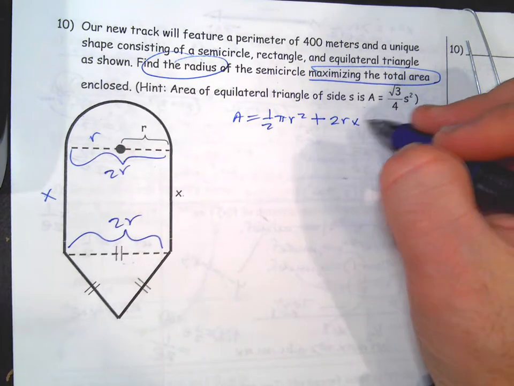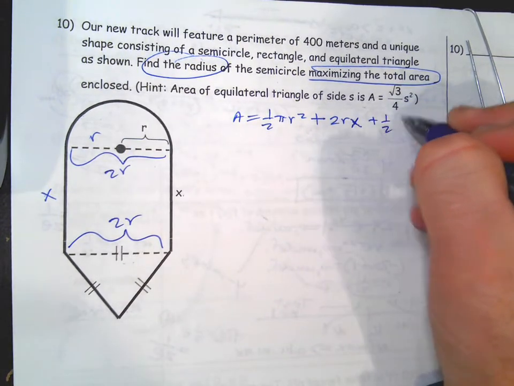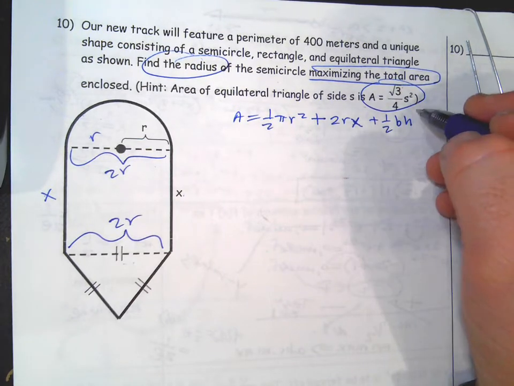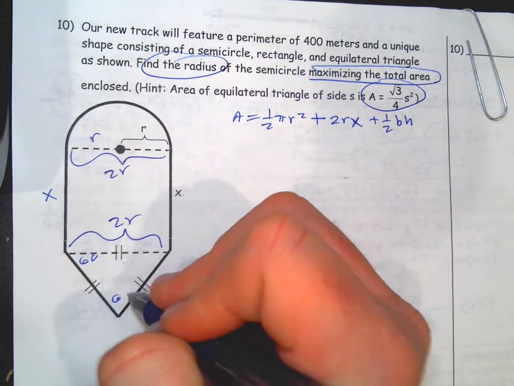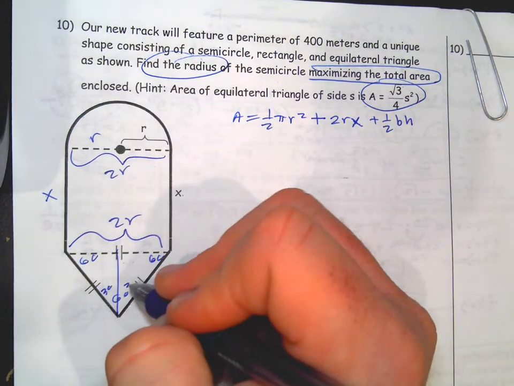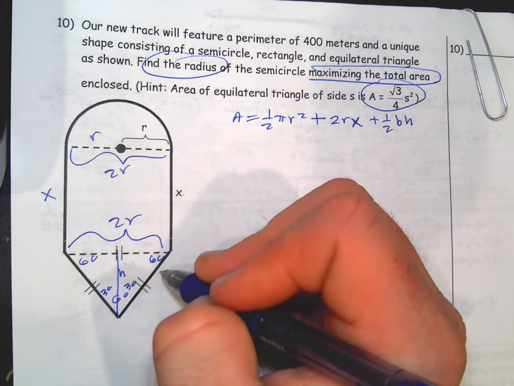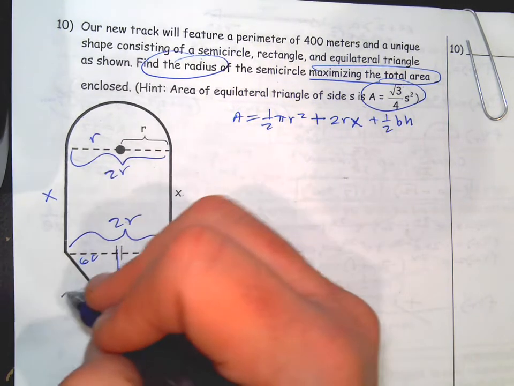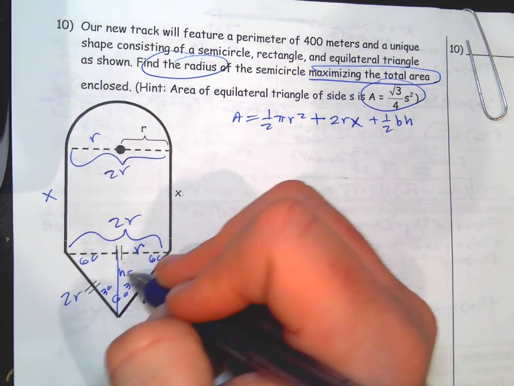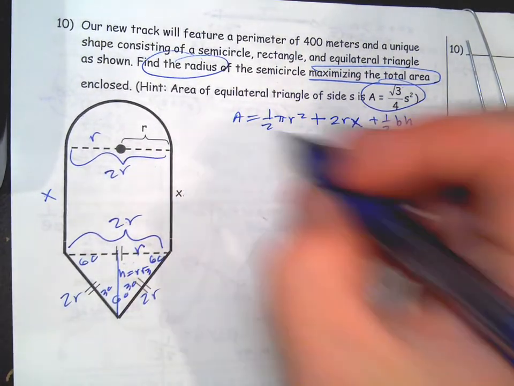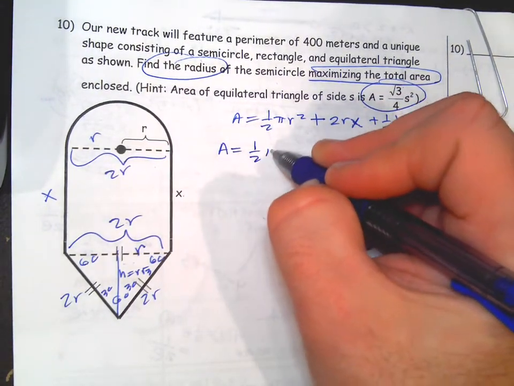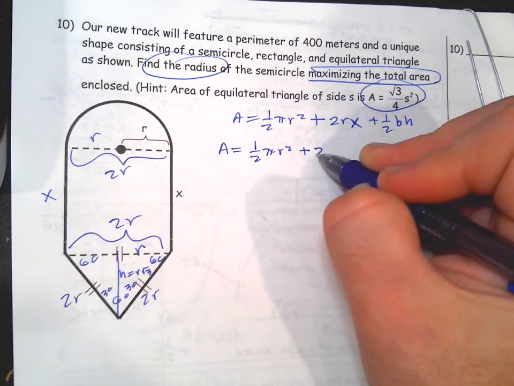And the area of the triangle is going to be 1/2 base times height in general, but this is an equilateral triangle, so 60, 60, 60. Even if I didn't give you that formula, you should be able to recreate it. Split it into a 30, 60, 90 triangle. So if this is 2R, then this is R, and this is R root 3. So even without that formula, I think you can find the area.